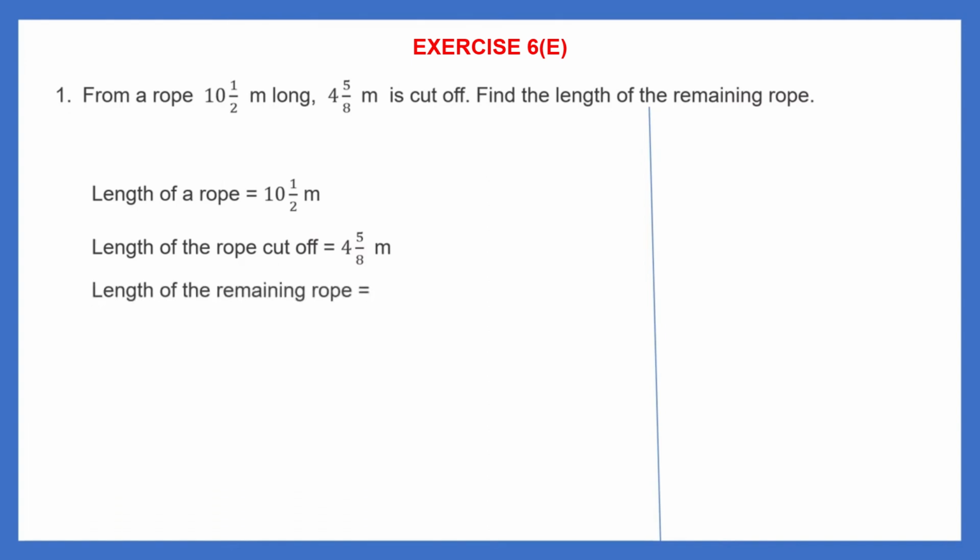Let's find the length of the remaining rope. So we start with subtraction. So I'm going to write down both these fractions, 10 1 by 2 minus 4 5 by 8. So all of you remember, isn't it, how to do subtraction in fractions. So the first step is we convert this to an improper fraction. 2 tens are 20 plus 1, 21 by 2 minus 8 fours are 32 plus 5, 37 by 8.